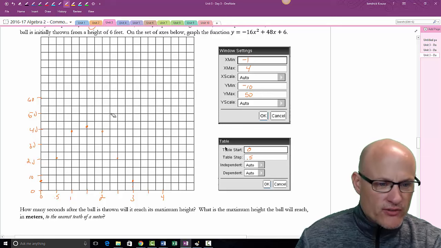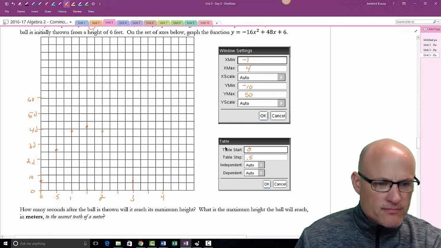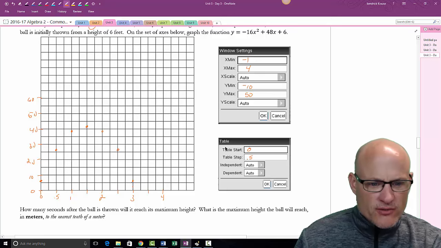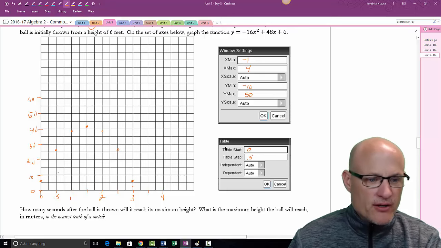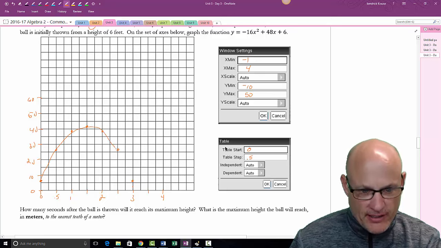Oh, these are 26. Put those in the wrong place. 6. All right, there it is. Starts at 6 feet in the air. It goes up to 42 feet. It comes back down and lands right there.